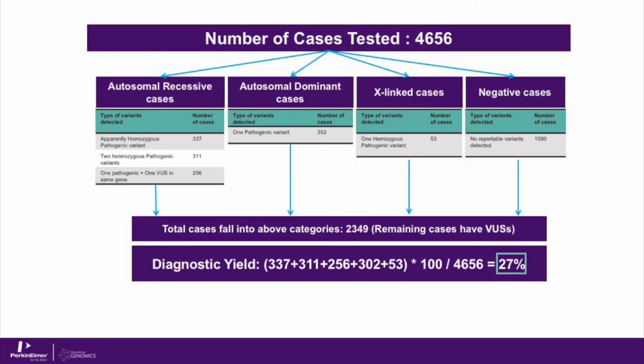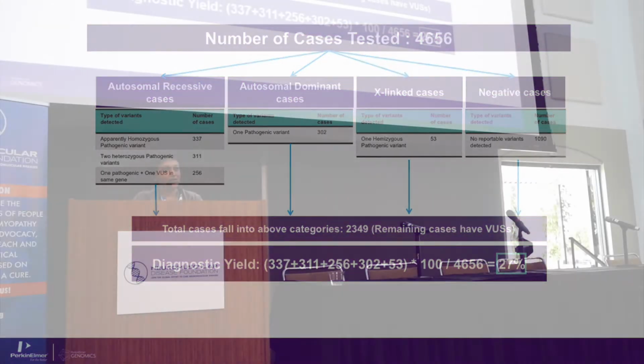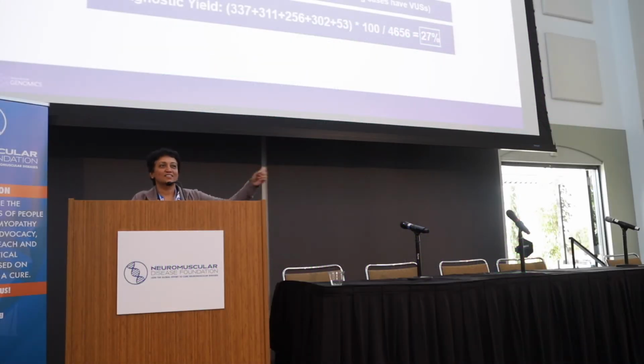Dominant disorders, X-linked, and then negative cases. What you see here is that we had a diagnostic yield of 27%. Most of these cases, when they were sent, the physician was not able to tell us, go for this gene, or I think this is this particular disorder. Extremely heterogeneous. We just did the sequencing, we found the mutation, we went back to the physicians, and they said, yes, this fits the clinical description. So that is point number one.